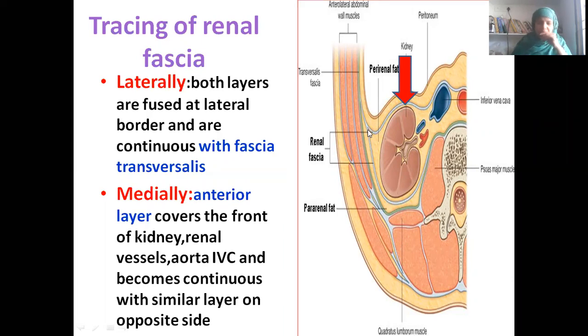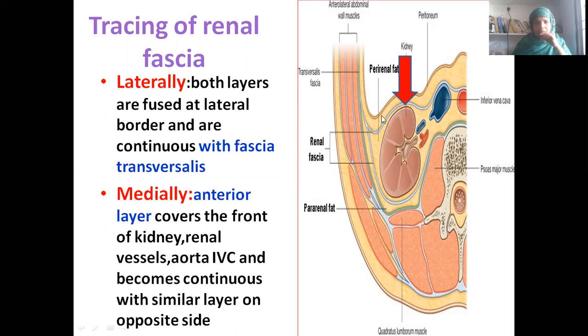Now please pay attention. This is the only tough part of the kidney. The rest is all easy. Now see, this is medially. This is the hilum. Do you agree? Okay. So towards the hilum, that means this is the midline. This is the medial end. This is the lateral end.